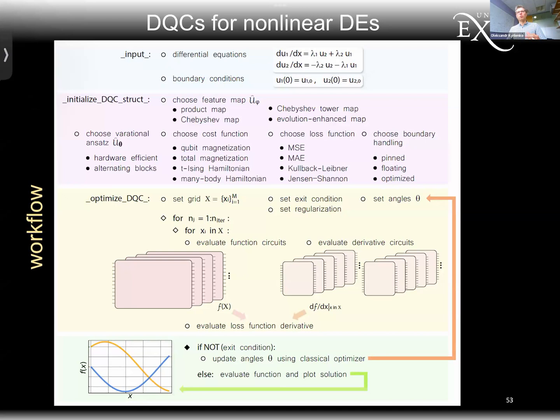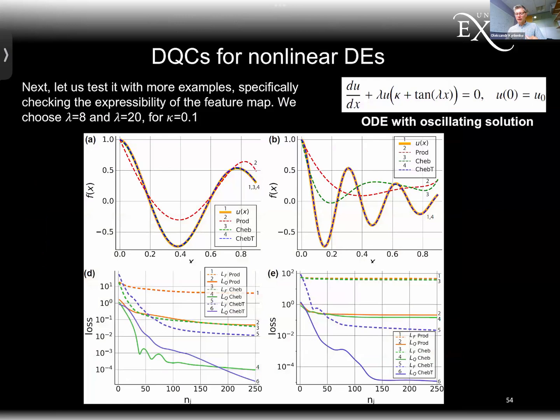And the full workflow will be slightly more complicated, depending on the feature map and loss and boundary, but you just collect a bunch of circuit measurements, and then you check how close you are in terms of equating derivatives and the function itself, and whether you solved the problem or not. We can try it for simple model functions. So let's say we try to come up with some complex differential equations with an oscillating function and see how we can fit it with different feature maps.